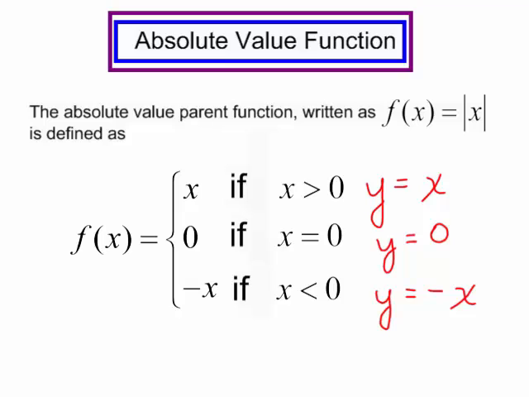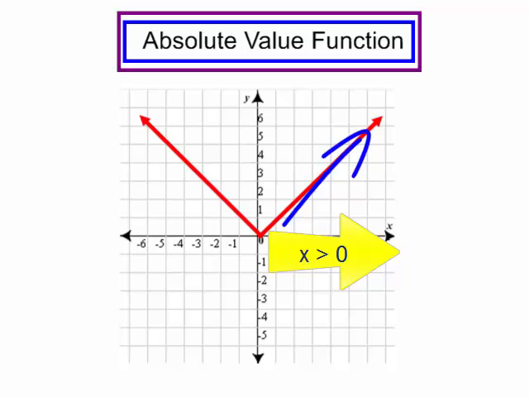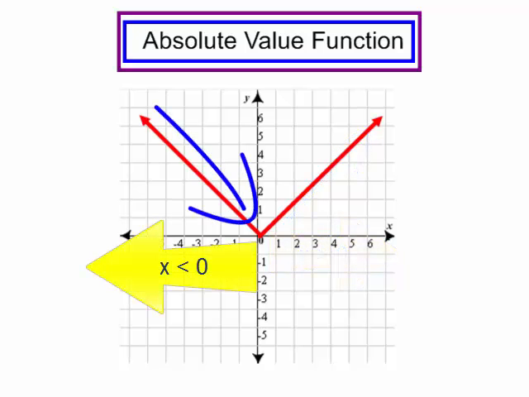Let's go back and look at the graph. Sure enough, when x is 0, the graph is at 0. And for all of these positive x's, I do have a line with a positive slope. And for all of the negative x's, I do have a line that has a negative slope.